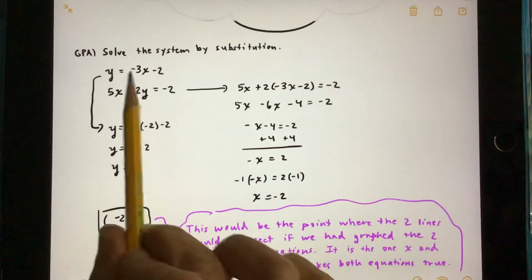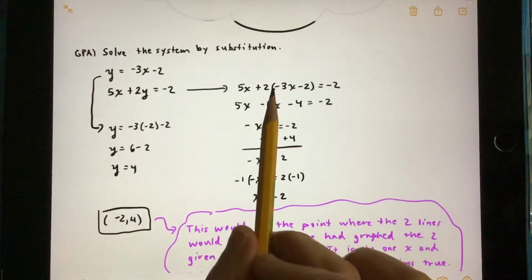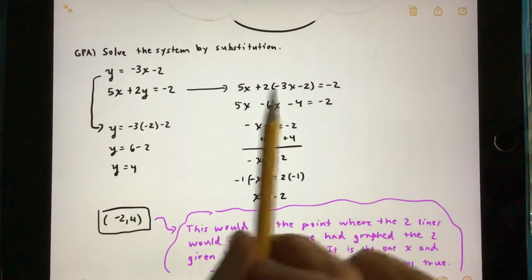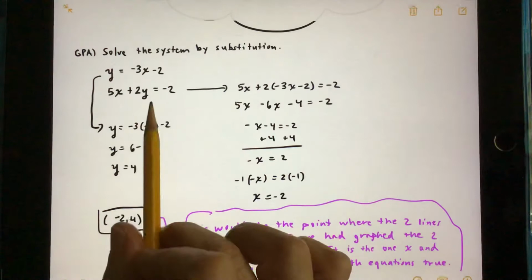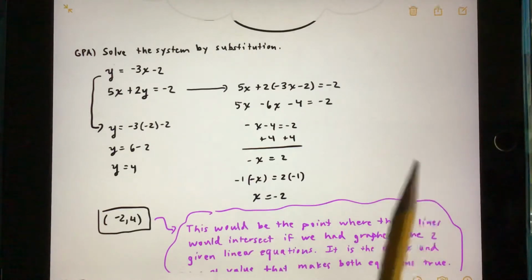But the y I'm going to replace with what I was told it was. It's negative 3x minus 2. So instead of y here, I'm replacing this y with negative 3x minus 2 because that's what it is. Y is negative 3x minus 2. And we're still equal to negative 2. Now I'm down to one variable in my equation, so now I'm going to solve it for x to find out the value of x. Then I'll go back and figure out my y value.